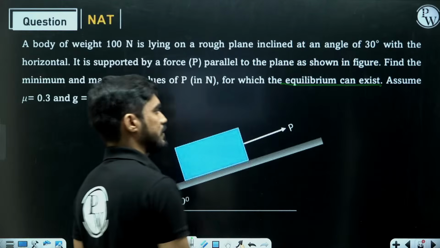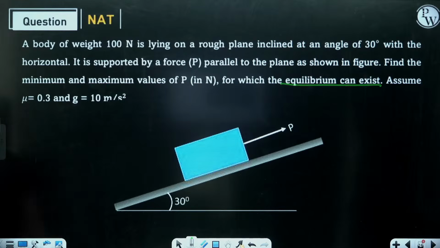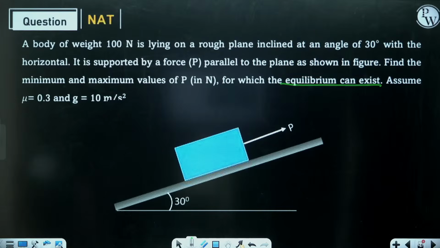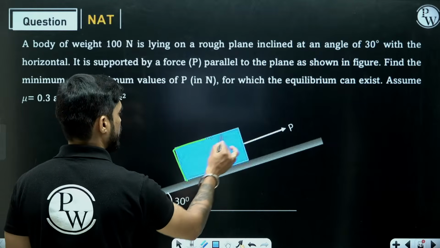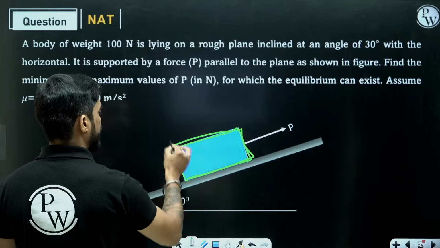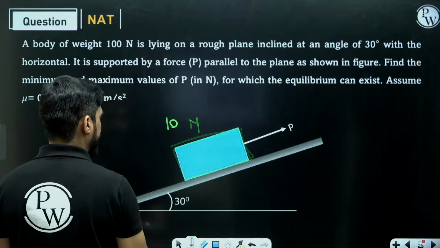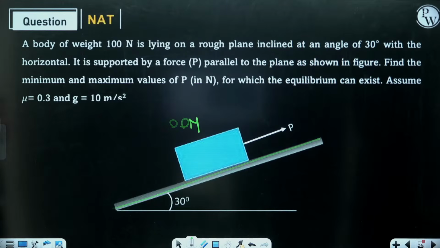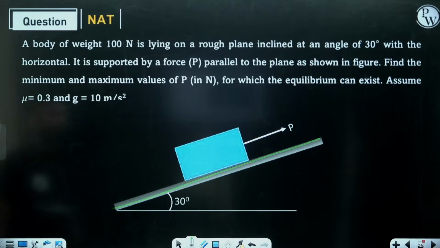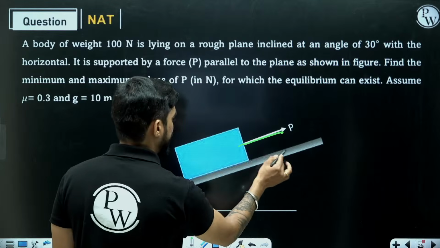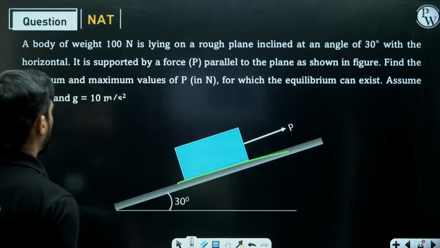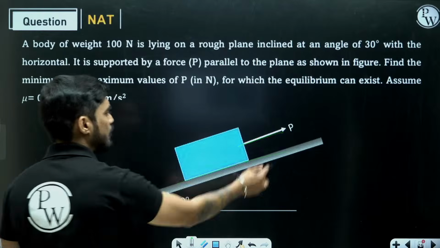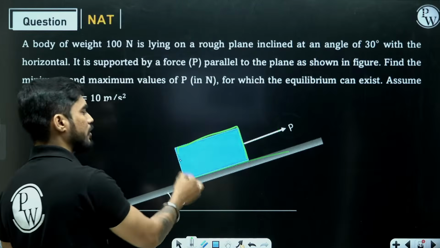A very interesting question, and a very important question. Understand the question. They are saying that we have a body of weight 100 Newton. This is the body. The weight of this body is 100 Newton. It is lying on a rough inclined plane which is at an angle of 30 degree. And we are applying a force P which is parallel to this surface. What can be the maximum and minimum values of P for which the block will be in equilibrium?